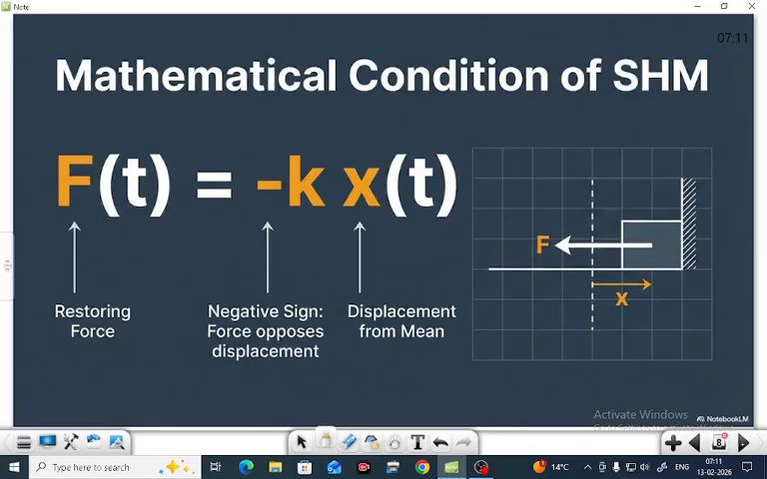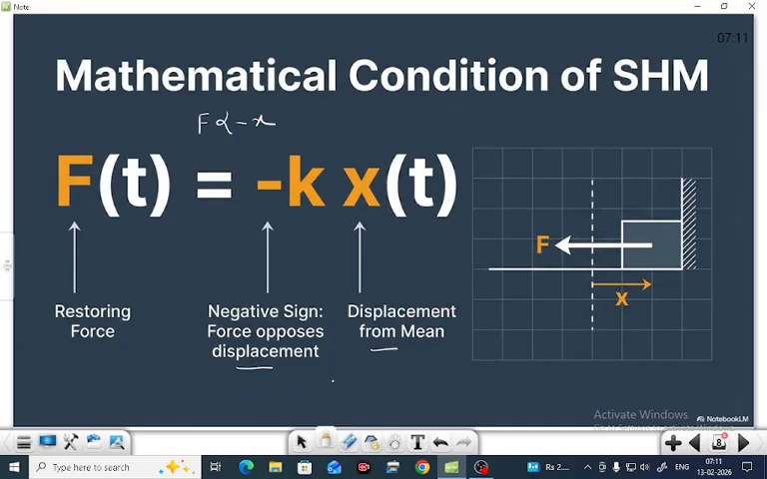Now you find that mathematical condition. I already told you that F is equal to minus k into x, and this force is dependent on time. Here you see, when the displacement is in this direction, the force is in the opposite direction. So F is directly proportional to minus x, or you can write F equal to minus kx. The negative sign means the force opposes displacement. Displacement x is the displacement from mean position. So F directly proportional to minus x is the condition for simple harmonic motion.